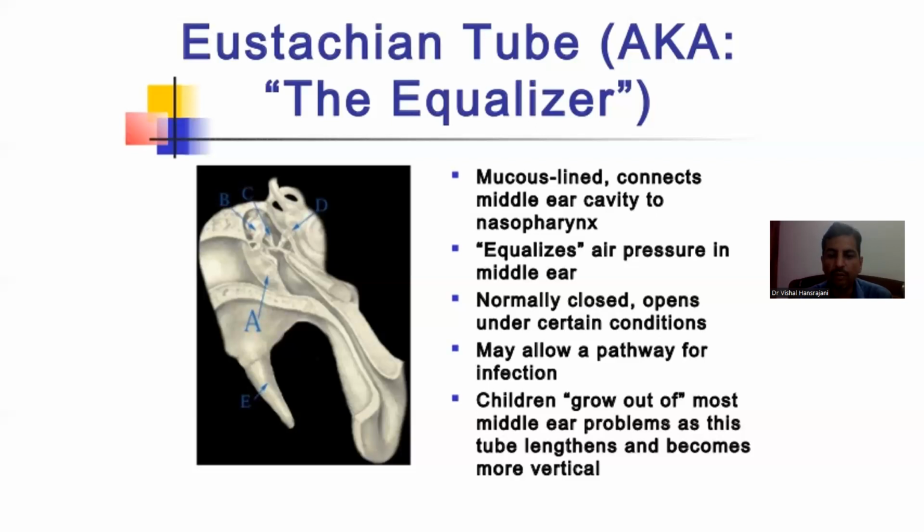It may allow a pathway for infection from the nose. Whenever there is an infection in the nose, especially in young children, it may travel through the eustachian tube into the middle ear. Children more commonly get ear infections from upper respiratory tract infections because the eustachian tube is much wider, shorter, and straighter in children as compared to adults.